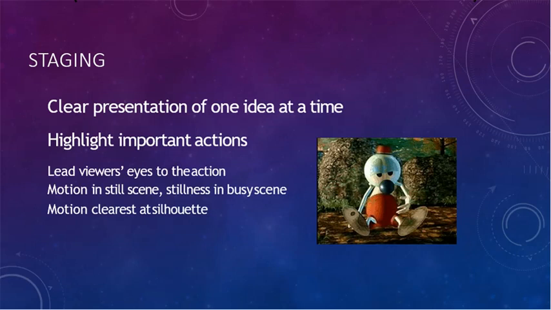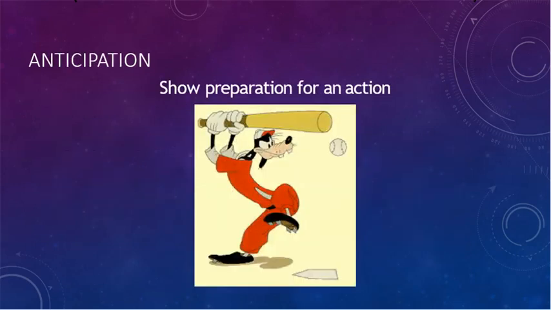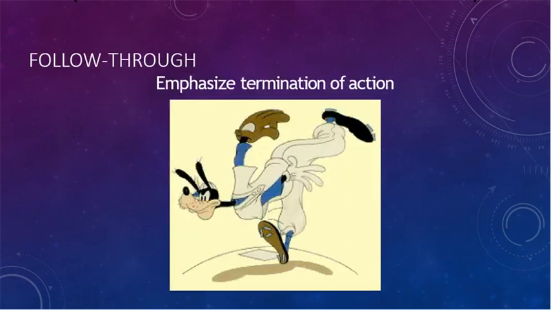And related to staging, we have two things, which are anticipation and the second is follow through. Anticipation is showing the preparation for the action, like this cartoon is going to hit the ball, so it is just preparation for the action. It is the start of the action and what things should be done in it. Similarly, when the action is completing, it is the termination of the action, like the ball is thrown and the ball is hit by the bat. So it is the follow through, and it emphasizes the termination of the action.